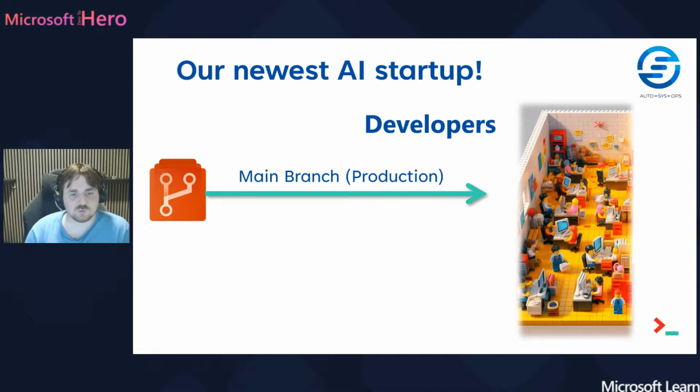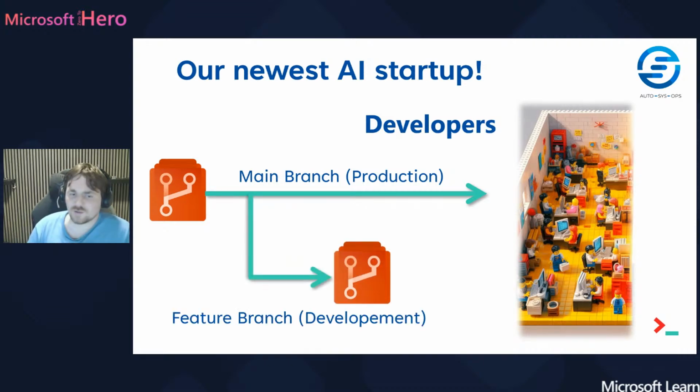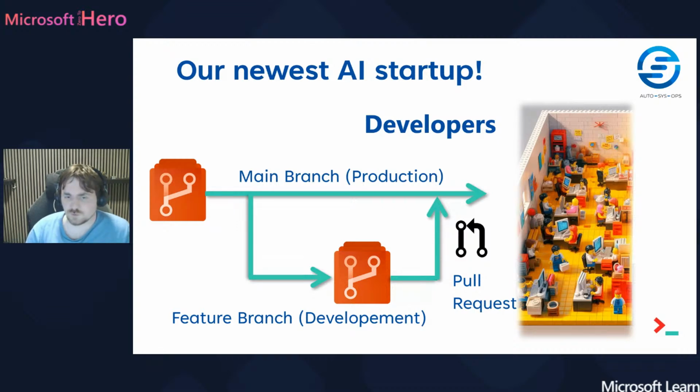There's many different ways to work with code. The most simple version is when you want to create something new in the code, you branch off. So you make a copy of the existing code and you create what we call a feature branch. In here, you can do your development. You can create new functions, new features, whatever. And once you're done, you're going to push this code back to the main branch, but we do this with what we call a pull request.